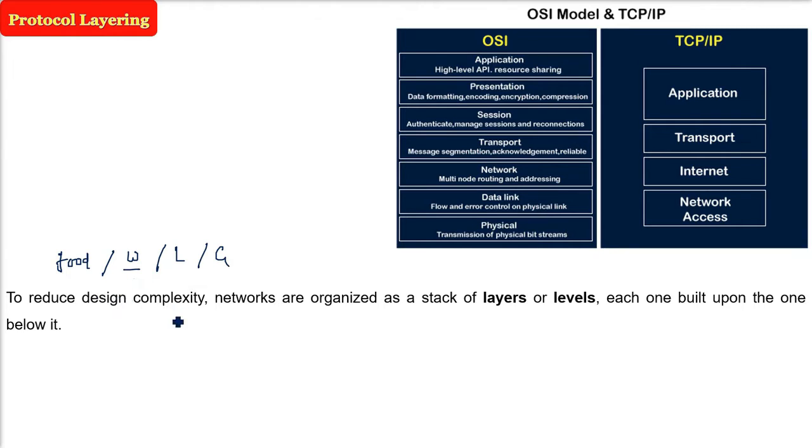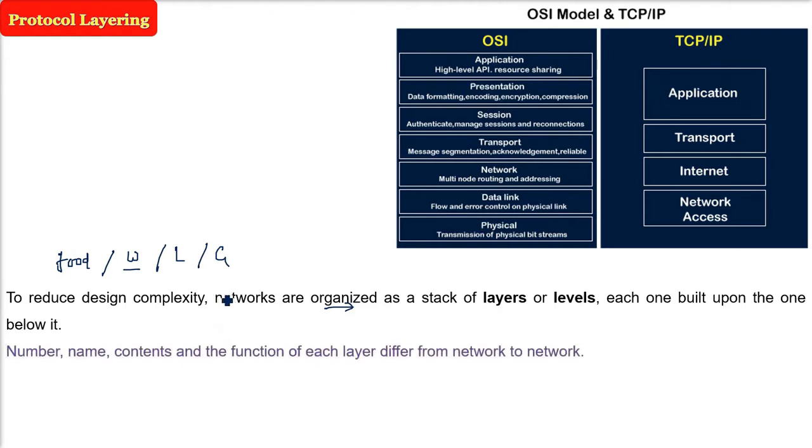So we need to organize in certain layers. There are different reference layers. The prominent and most well-known ones are the ISO OSI layers and TCP/IP layers. Please remember, they are only reference models. One more thing you have to understand before protocol layering is that the number, name, contents and function of each layer differ from network to network. One network and another network will have different numbers, names, contents and functions. This is a very important aspect.